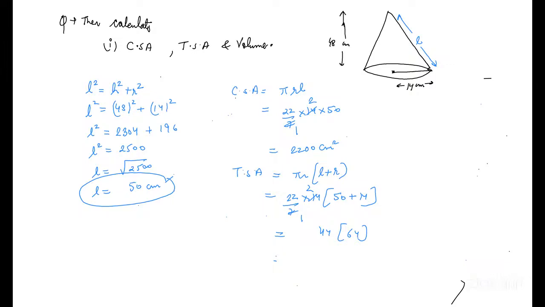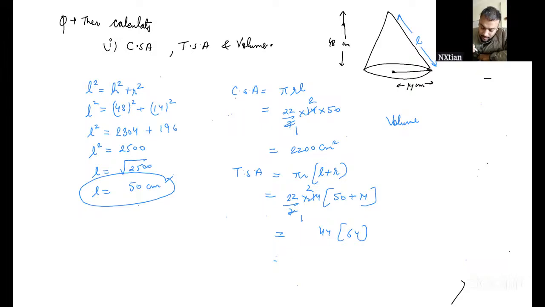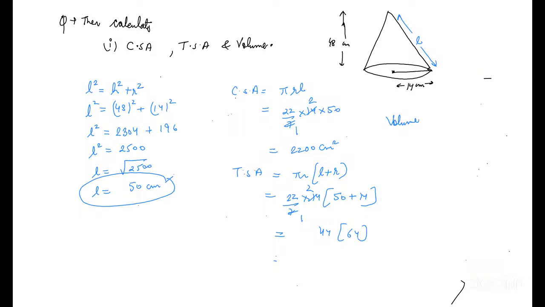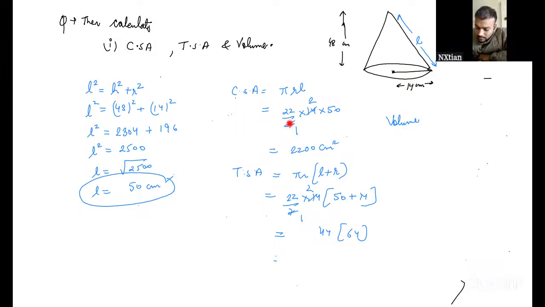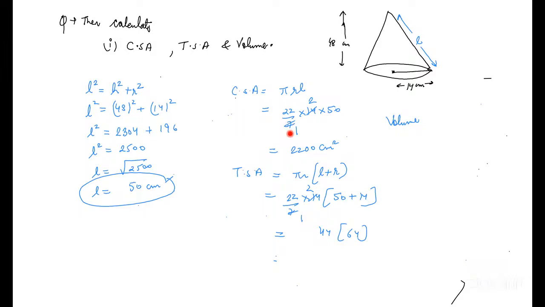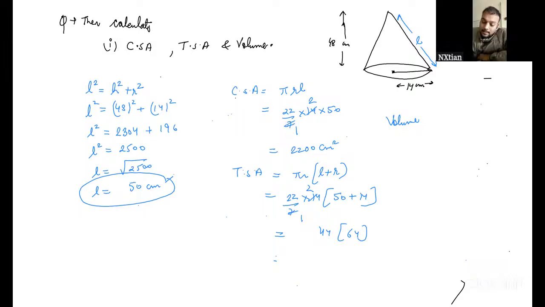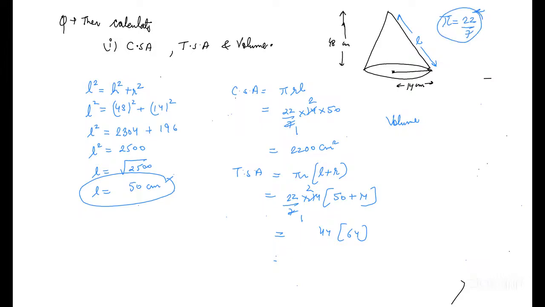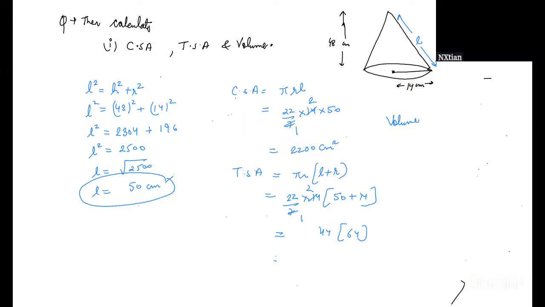How did you get 7? Where, beta? 22 by 7 into 14. 22 by 7, here this 7. Basically, that is the value of pi. Whenever pi is given, you have to replace it by 22 by 7. Oh, okay. So I just simply wrote it down.